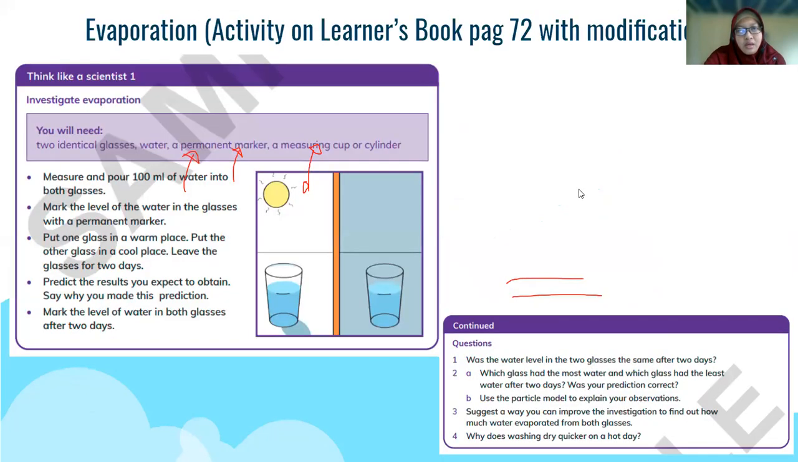Okay, this is on page 72, the activity. It's mistyping. Later I will fix this.